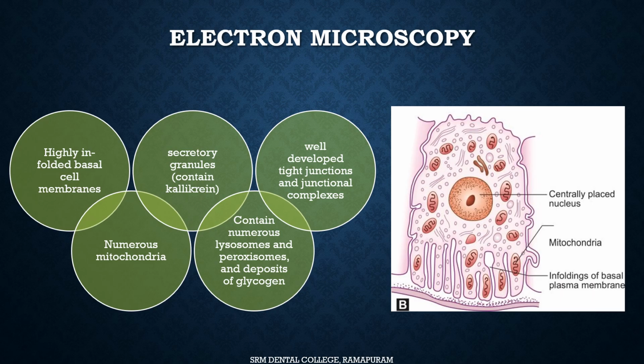Under electron microscopy, one can also notice secretory granules and other cellular organelles like lysosomes, peroxisomes, and deposits of glycogen. One can also note well-developed tight junctions and junctional complexes between the cells.